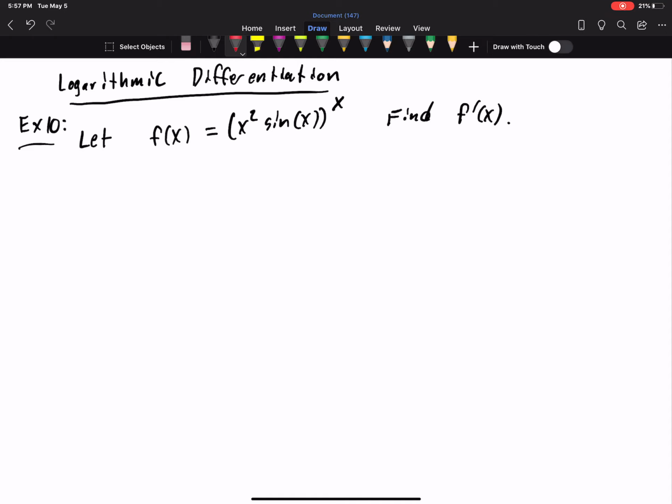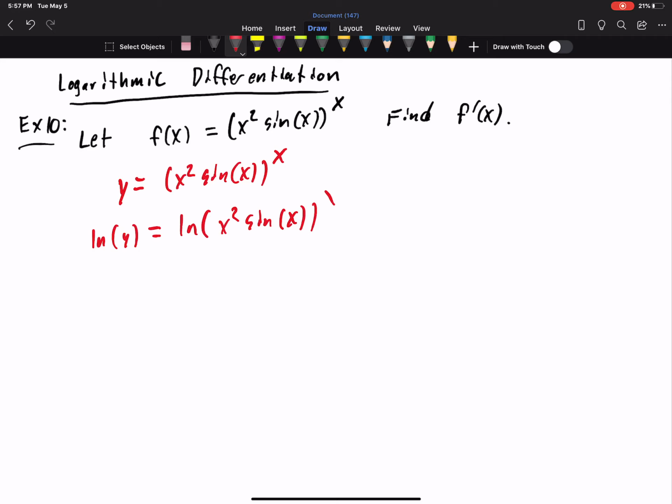So we're going to set y equal to our function, x squared times sine of x to the x power. And then what are we going to do? We are going to take logs of both sides, so that I have natural log of x squared sine of x raised to the x. I just got to make sure I get all my parentheses right.